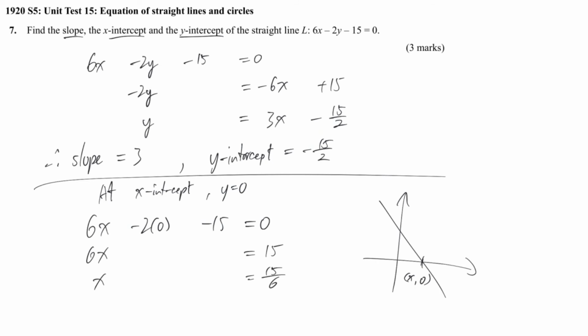And don't forget what you learned in primary school. If you find a common factor, then you should simplify it. Divide both sides by 3. Therefore, the x-intercept is 5 over 2. If you just simply write x is equal to something, it's not clear enough, so you had better say x-intercept equal to 5 over 2.